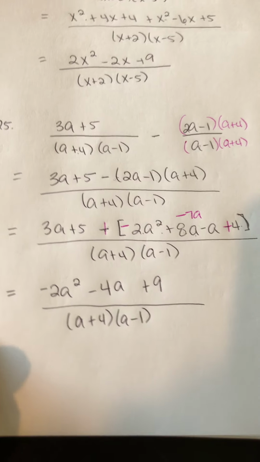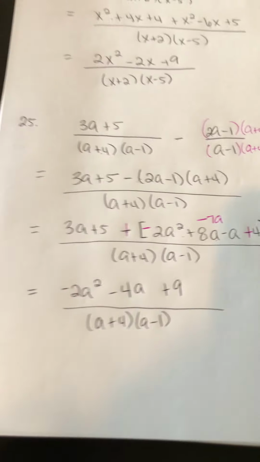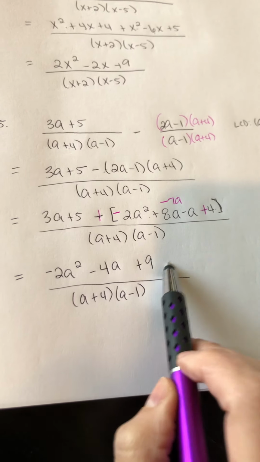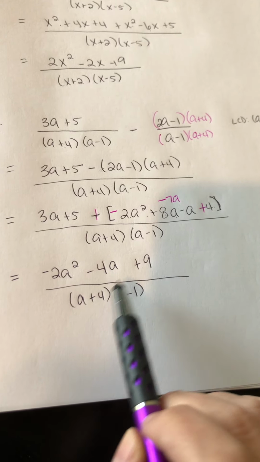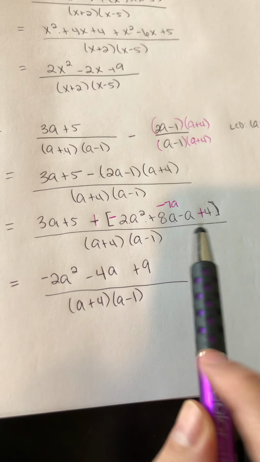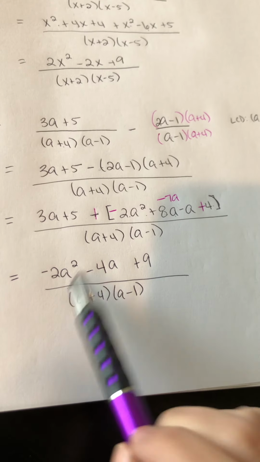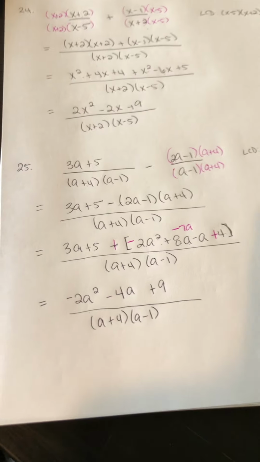And again, you want to make sure that this doesn't factor, so you can do the same thing. 2 times 9 is still 18, and factors of 18 haven't changed. So 1 and 18, 2 and 9, and 6 and 3, none of those add up to 4, so you're just finished.